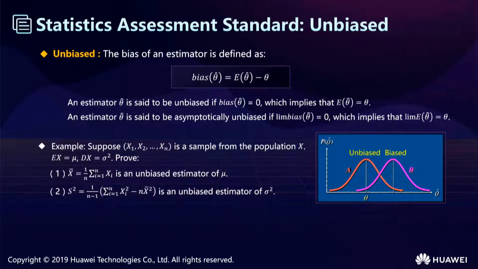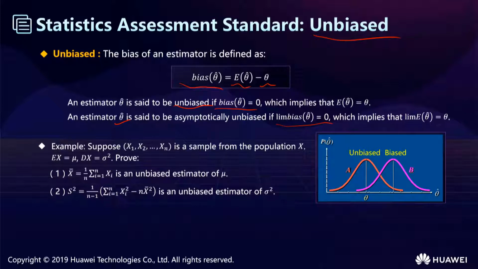And the first statistical assessment standard is unbiasedness. It is an important characteristic of statistical assessment standards. The bias is equal to the expectation of the estimator minus theta, and the estimator is said to be unbiased if the bias is equal to 0. An estimator theta hat is said to be asymptotically unbiased if the limit of the bias is equal to 0.